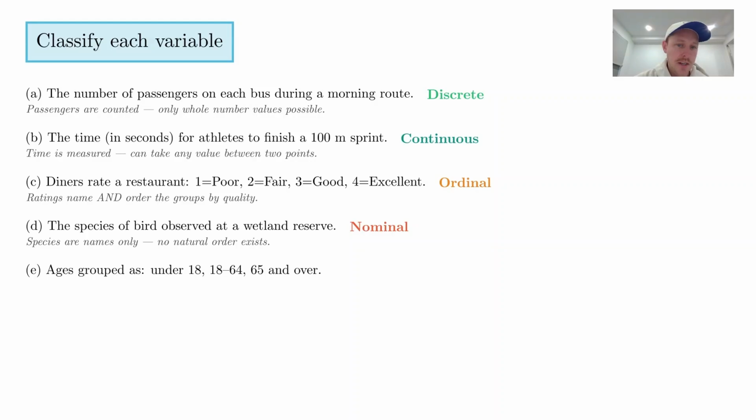And last one, ages grouped as under 18, 18 to 64, and 65 and over. Maybe you're doing some medical research and you collect this kind of data. Is it a category or is it numerical data? This one's a little bit tricky. This one is actually categorical data and it's ordinal. Age groups are categories with a clear order. Under 18 up to 65 and over. So there you go. Hopefully you found that reasonable.